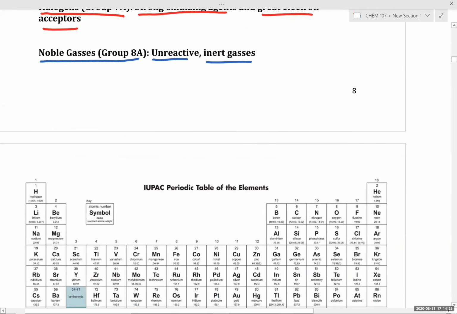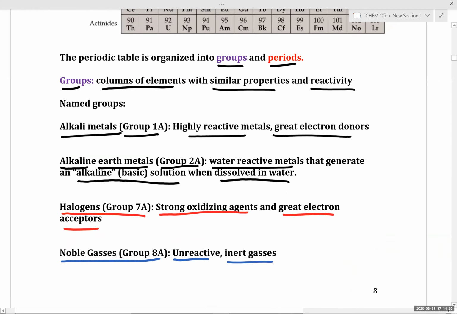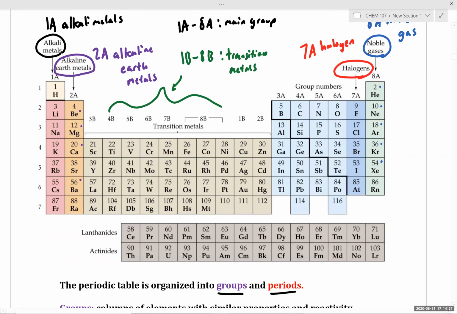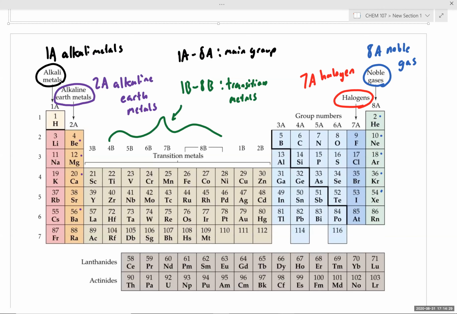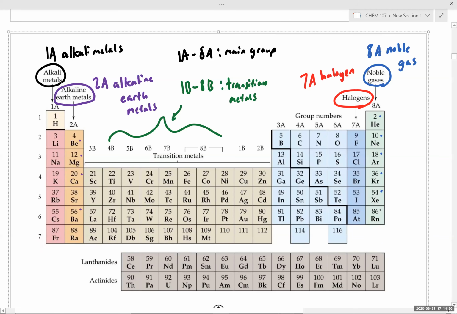Professor? Yes. On the noble gases, on the 8A, the last one, the Rn, that one is not a noble gas? Oh, it is as well. Oh, same thing with the alkaline metals, the Ra? Yep, exactly right. Everything in the same column belongs to this group.